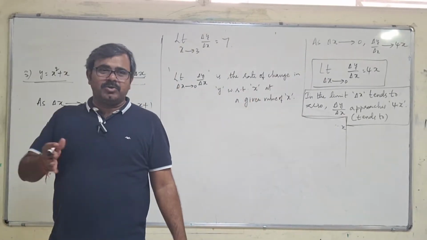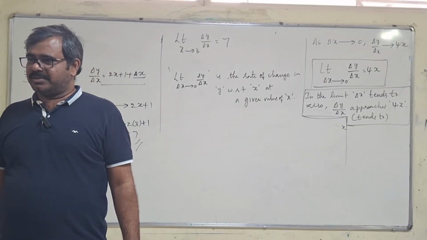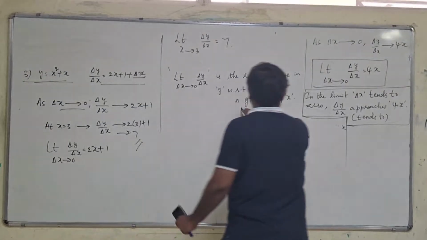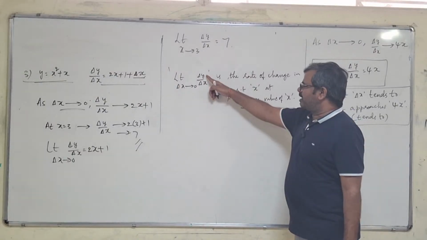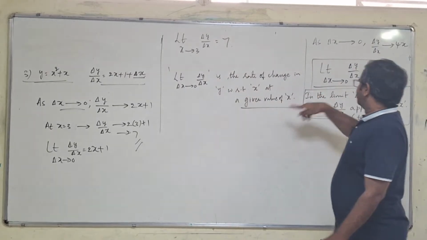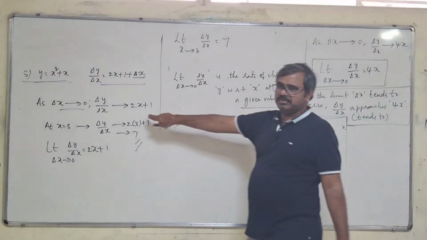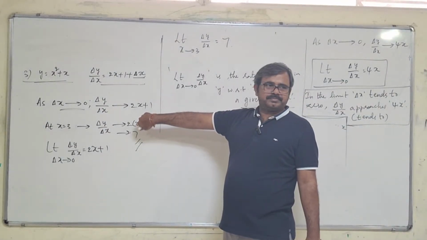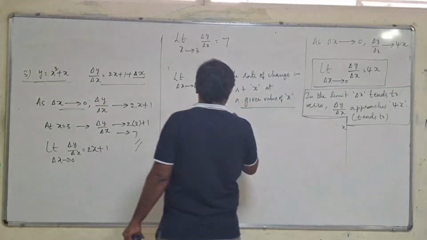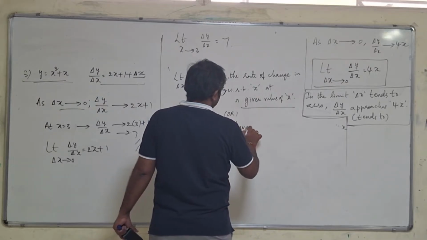When I say given value of x, what does it mean? In a small interval around that given value of x. When you construct a small interval around a given value of x and find delta y by delta x, you would see that this approaches a particular value, like this example. You understand this? Okay. We also call this instantaneous rate of change in y with respect to x.